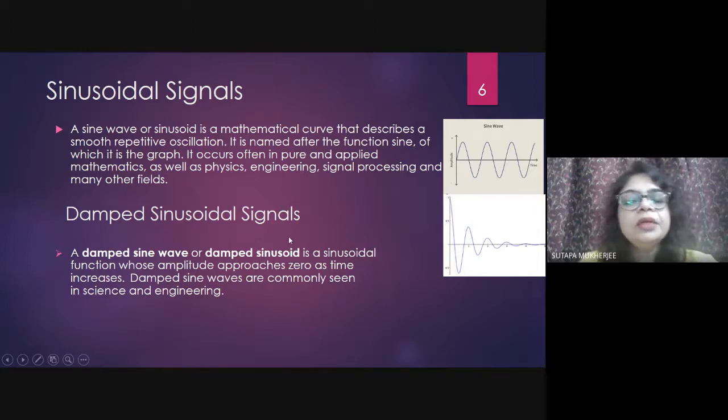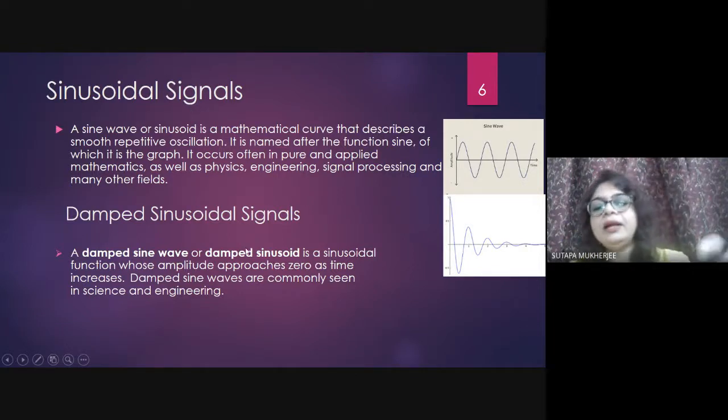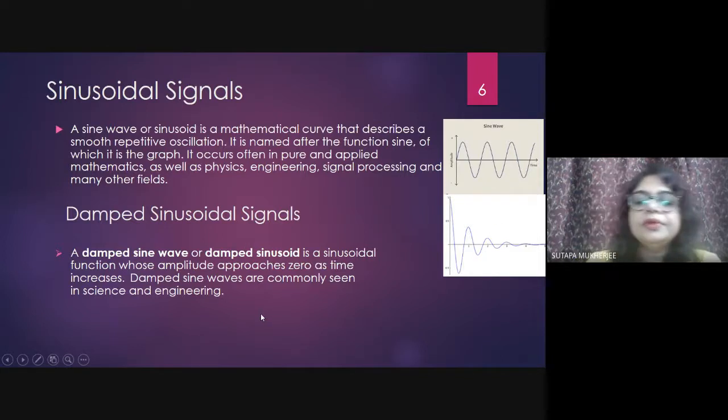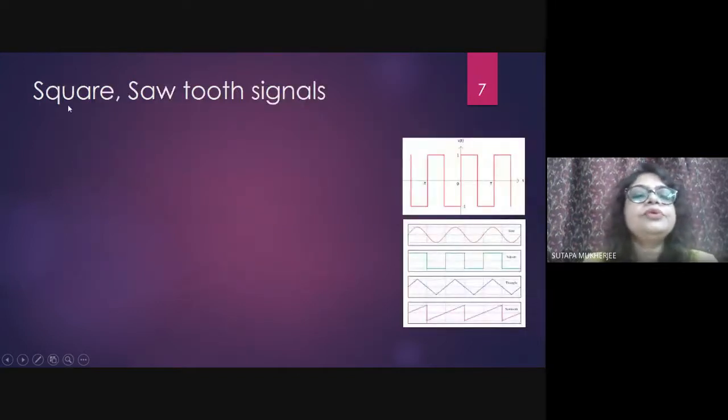In your lab, you will take a sine wave. After that, you will add an exponential signal. After that, you will be able to get the nature of the curve. আমরা ল্যাবে করে দেখাবো. Now come to square sawtooth signals.